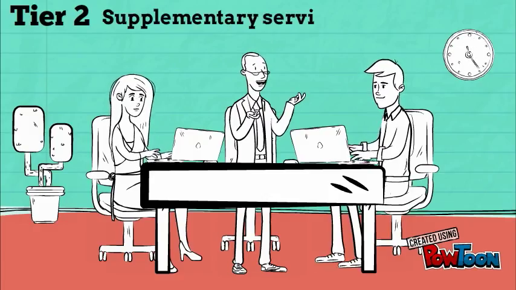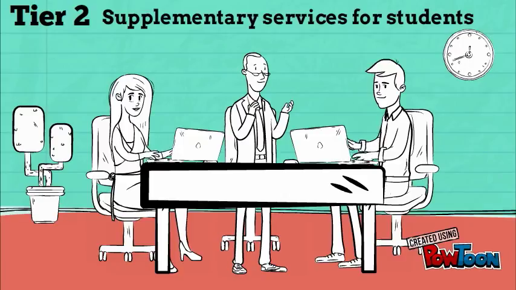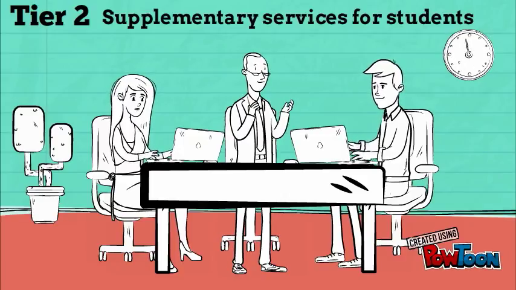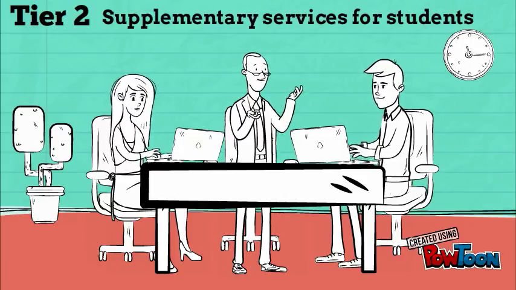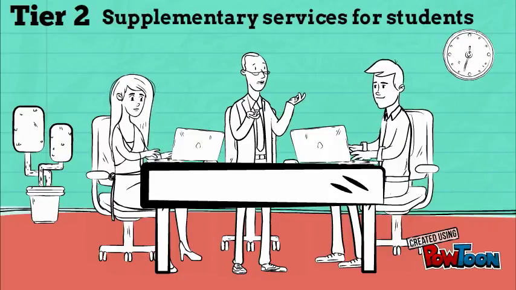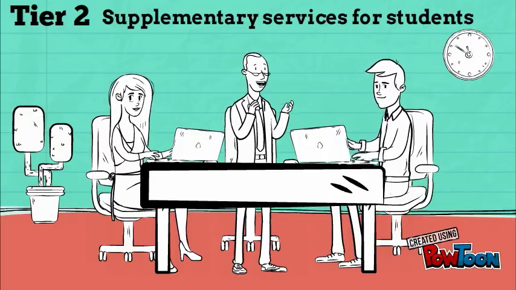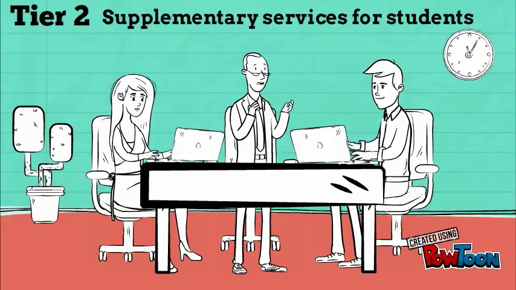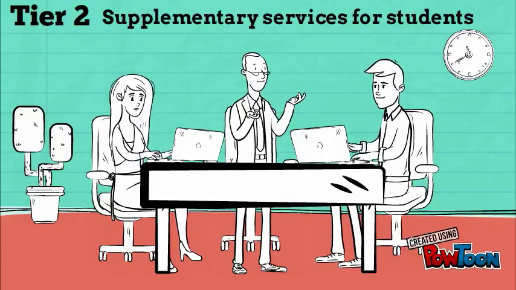Students are moved to Tier 2 if they show less than desired progress after Tier 1 interventions. Supplementary services are provided by the teacher or other trained professionals in addition to Tier 1 support. Students are closely monitored for progress for about 6 to 8 weeks. Tier 2 does not replace core curriculum, it supplements and builds off core curriculum.